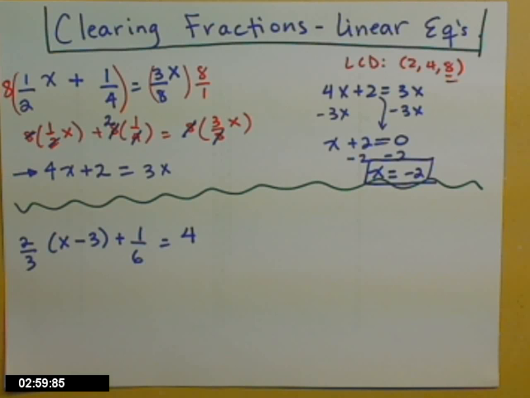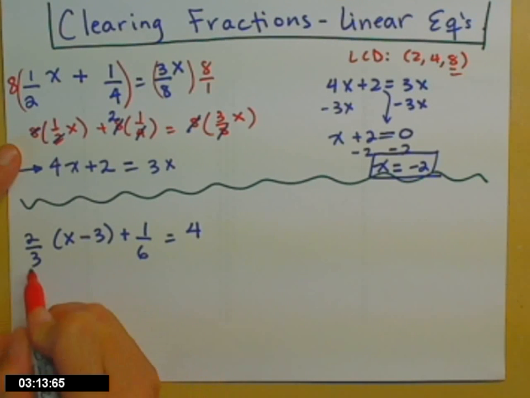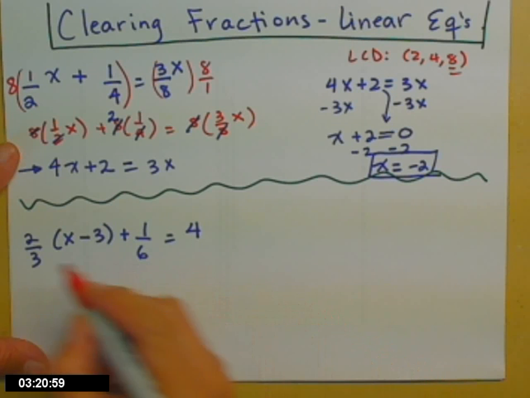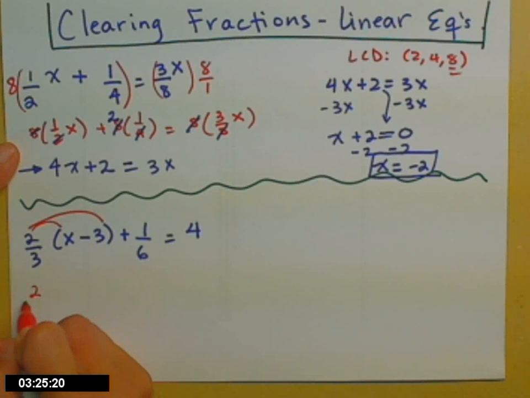All right, my second example: 2/3 times x minus 3, plus 1/6 equals 4. Now you can, at this point, multiply through by that LCD of 6, but I'm going to recommend distributing first to clear parentheses and then seeing what your LCD is. It might change your answer. So the 2/3 multiplies everybody in the parentheses. So I have 2/3 x. Again, the x can live out in front or up top. It doesn't matter. And now I have 2/3 times -3.